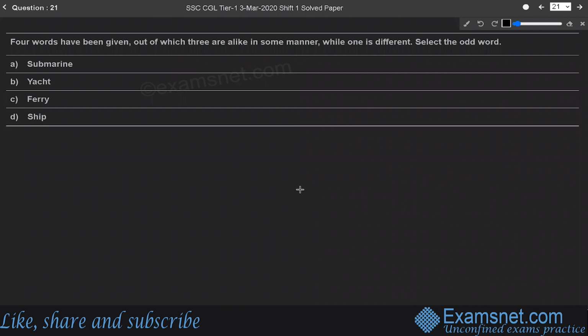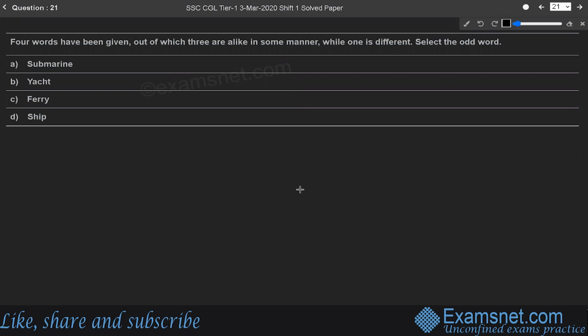Next question is, four words have been given, out of which three are alike in some manner, while one is different. Select the odd word. So the words are submarine, yacht, ferry, and ship. The odd word means the word which is different from all the other words and does not fit in the group. Here we have the group of four words. So let us understand all the words one by one.